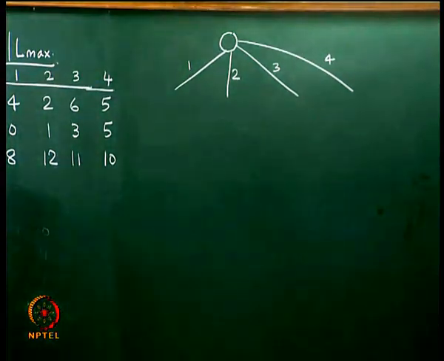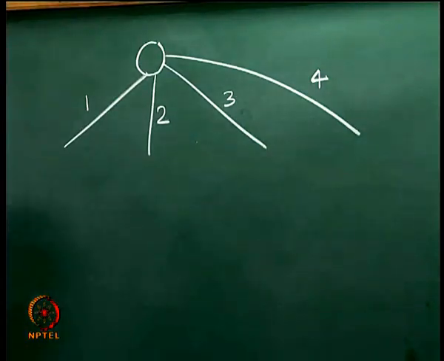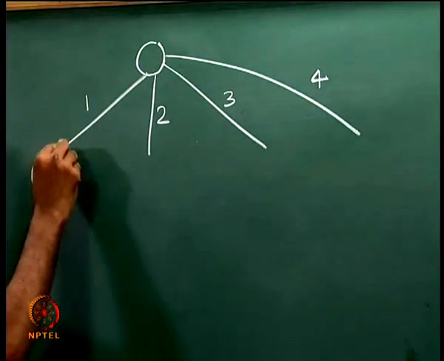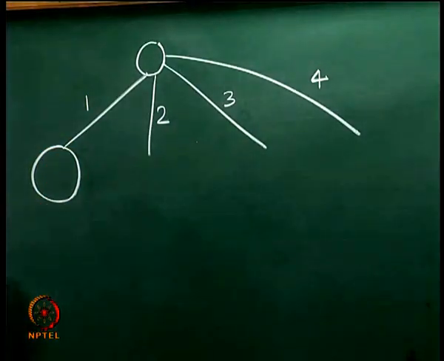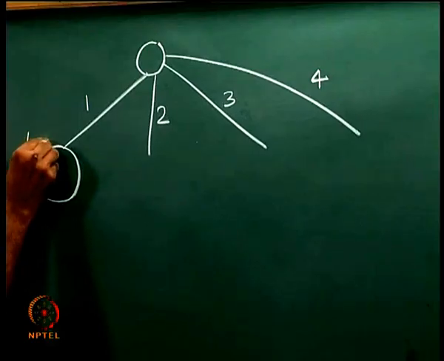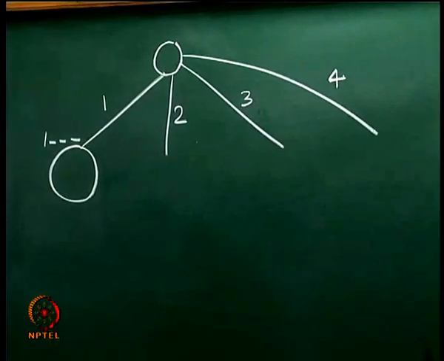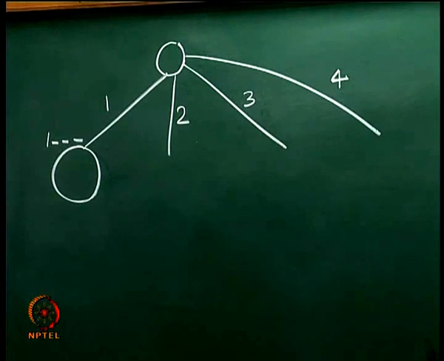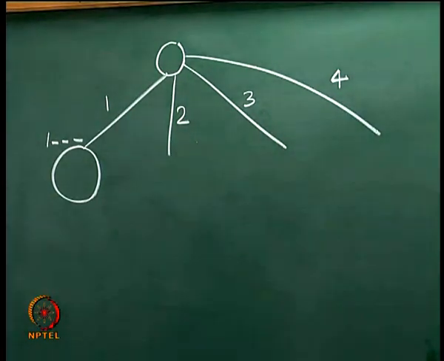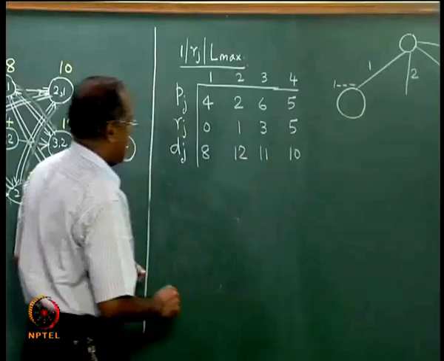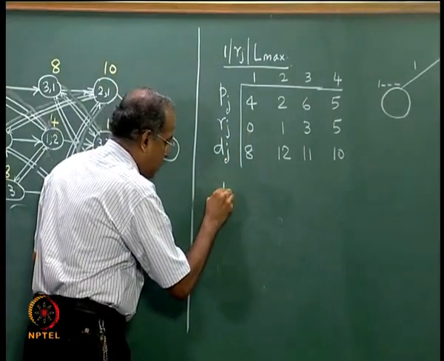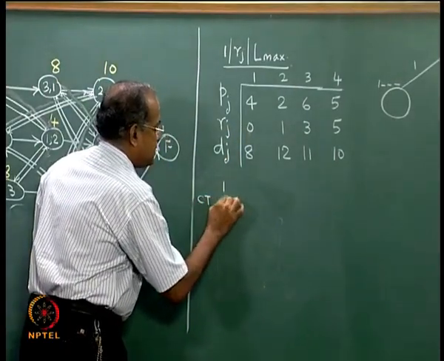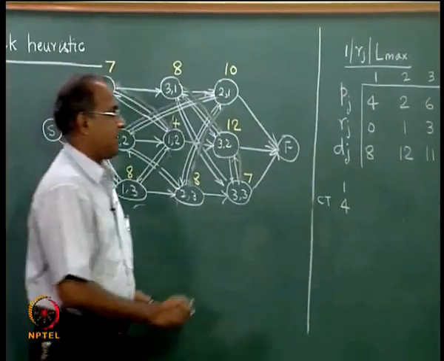Now, when we take job 1 as first job, we want to find out a lower bound on L max. So, this can be written as 1 star star star, where 3 other jobs will have to be now put in a certain sequence. So, we now start with job 1 as the first job. So, job 1 is ready at time equal to 4. So, job 1 completion time is 4, due date is 8.